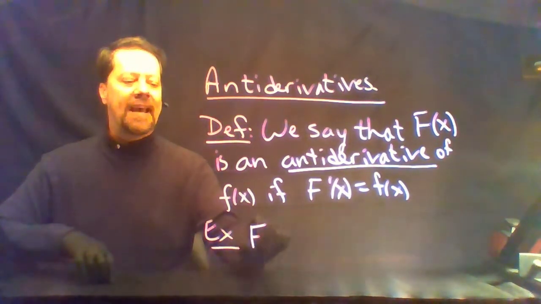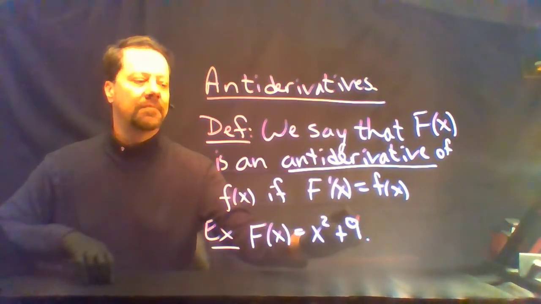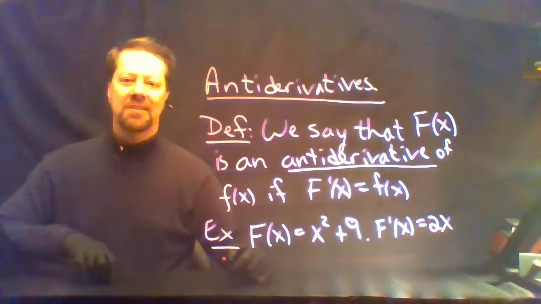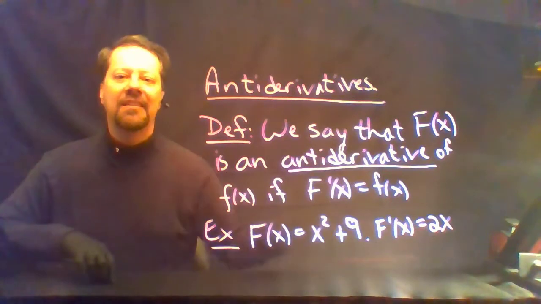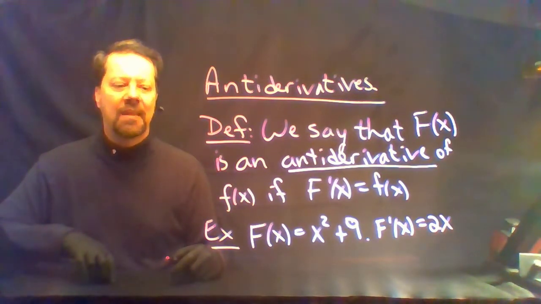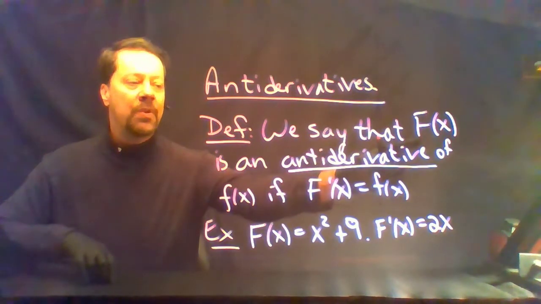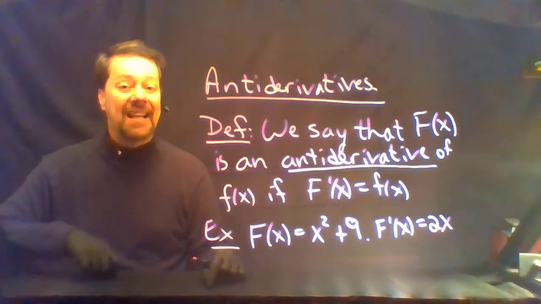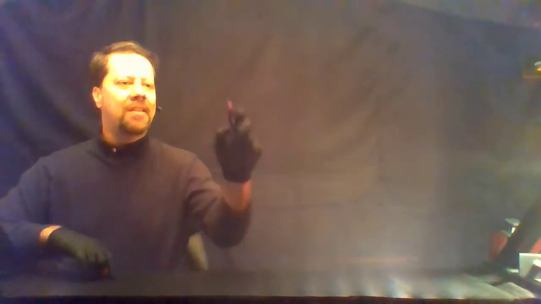Suppose that capital F of x is x squared plus 9. Note that its derivative is 2x. We say that x squared plus 9 is an antiderivative of 2x. However, there are other antiderivatives. You must be very careful from now on. Whenever you use a capital letter in representing a function, that implies that you're dealing with an antiderivative of the corresponding lowercase function.